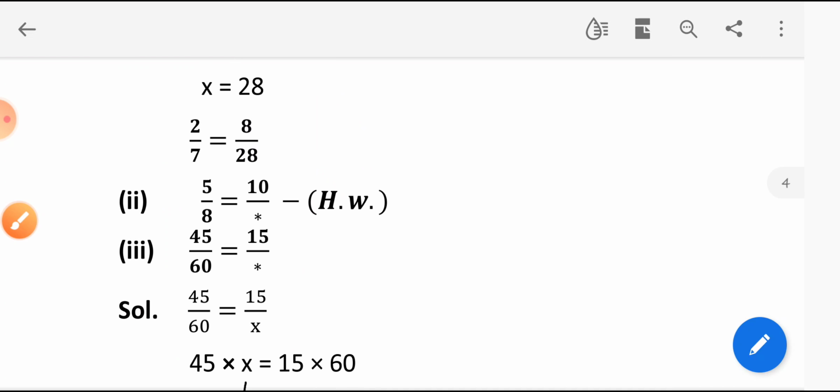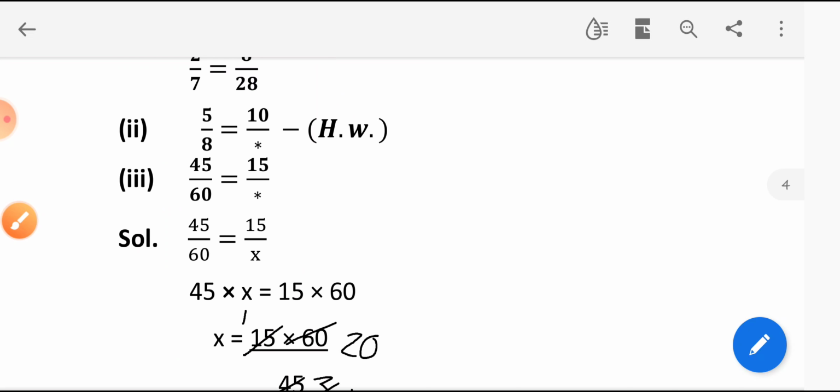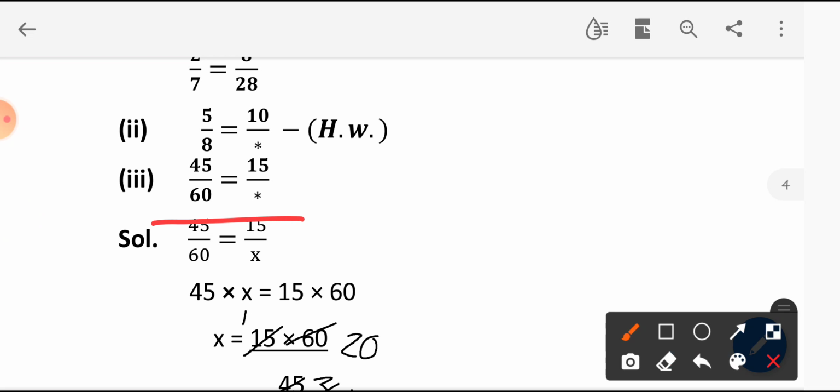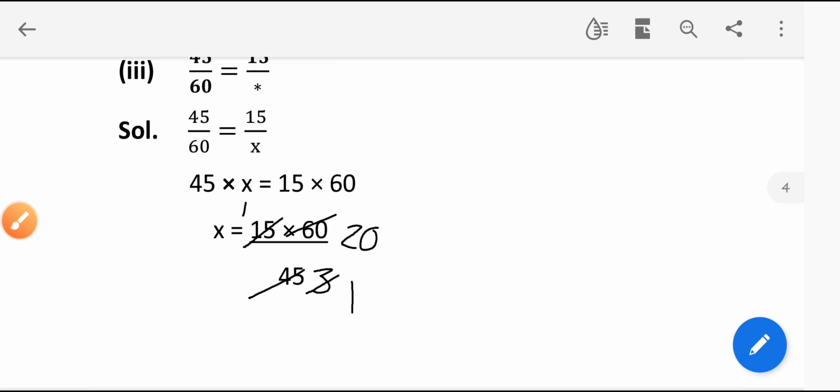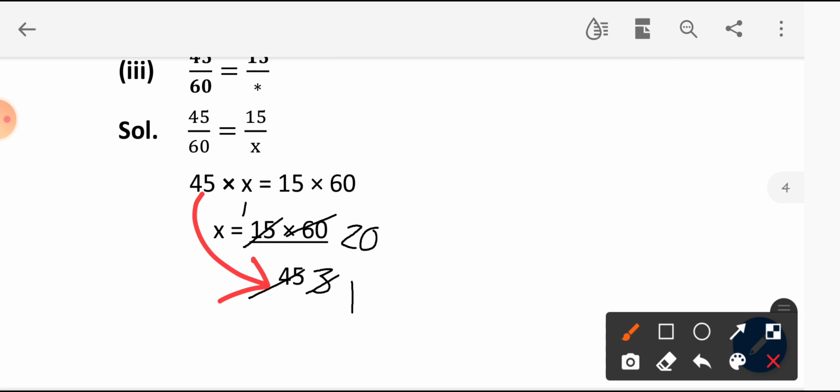Let us see the second one. Like this you have to find the second. Then the third one, 45 by 60 and 15 by star. Again in place of star we'll take x. Now cross multiply 45 into x and 15 into 60. Again 45 is given in multiplication, so we'll take it into division.